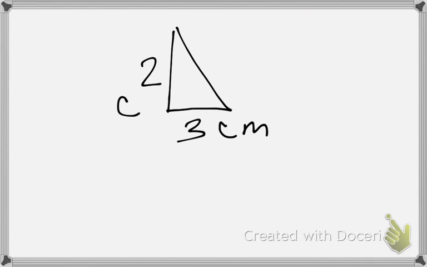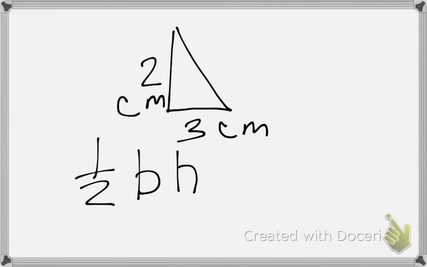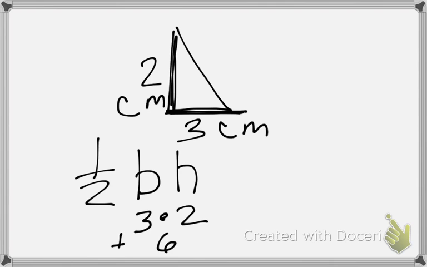Let's say these are centimeters. So I want to find the area of this triangle. So again, I'm going to do 1/2 times the base times the height. In this case, the base is 3. The height is 2. So 3 times 2 is 6. But then I still need to go back and multiply 1/2 times that base times height. So that's going to be 3 centimeters squared.